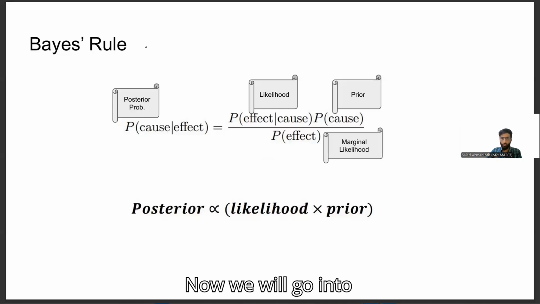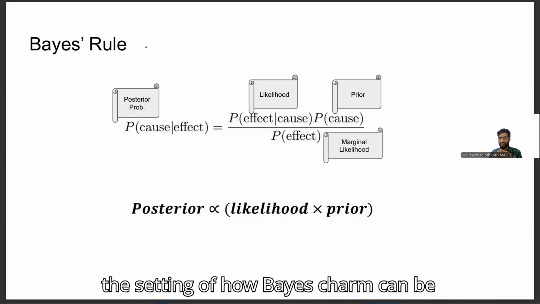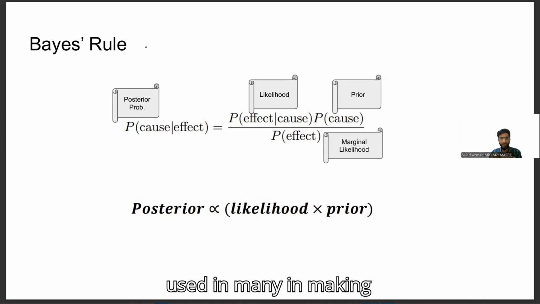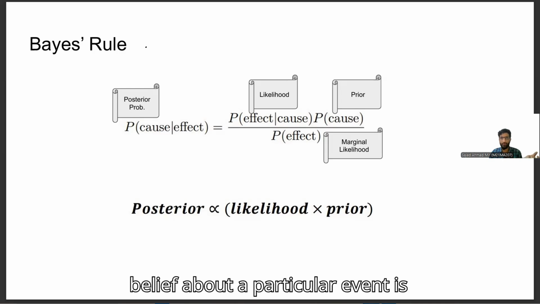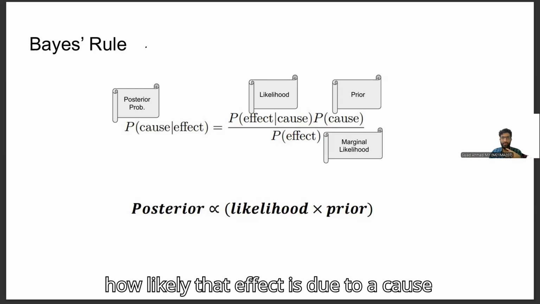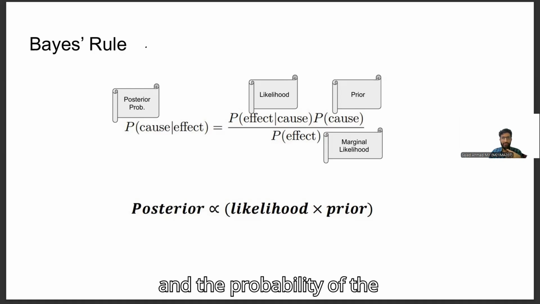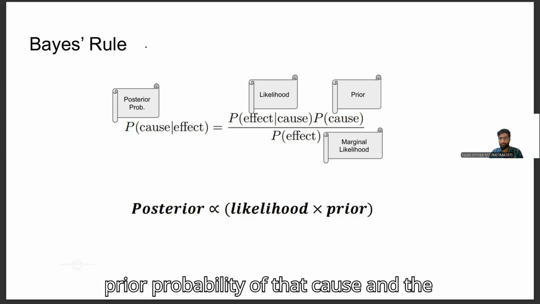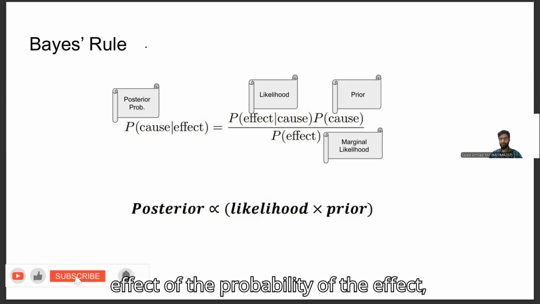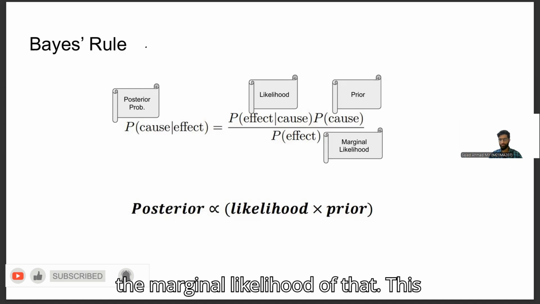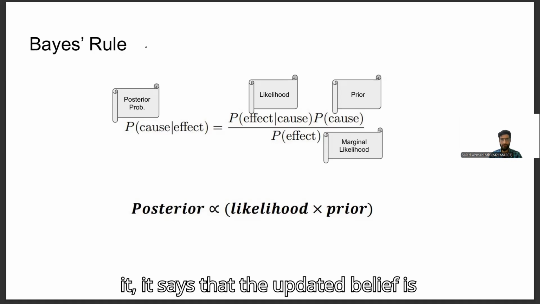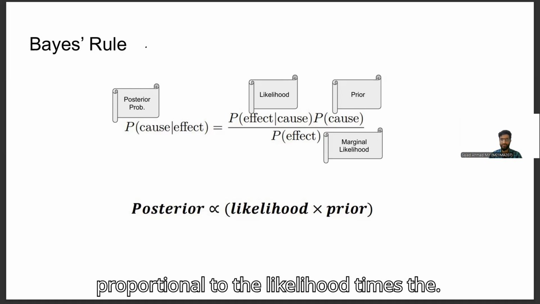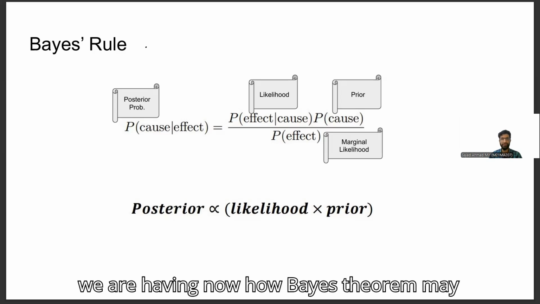Now we will look at how Bayes theorem can be used in making many inferences. If we recall the Bayes theorem, it says that the posterior probability, the updated belief about a particular event, depends on how likely the effect is due to a cause, the prior probability of that cause, and the probability of the effect, the marginal likelihood. This is the Bayes theorem. If we simplify it, it says that the updated belief is proportional to the likelihood times the prior knowledge we have.